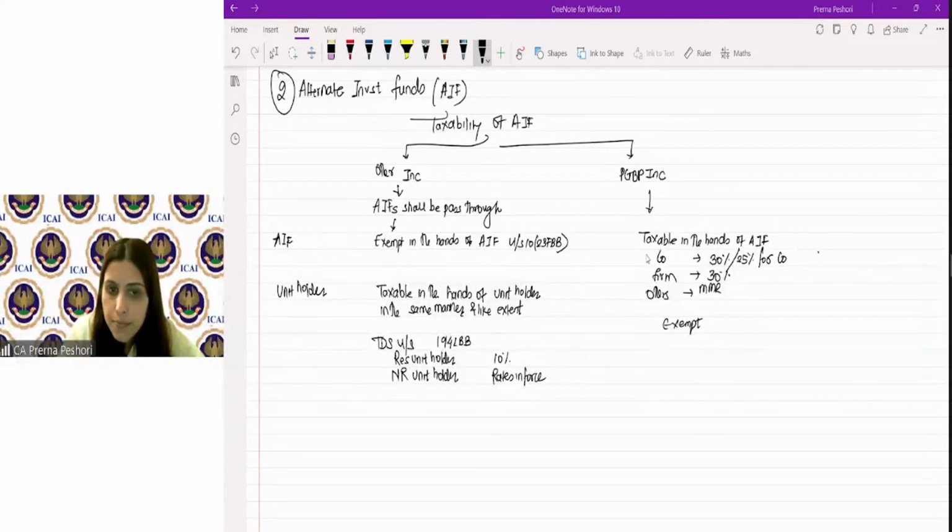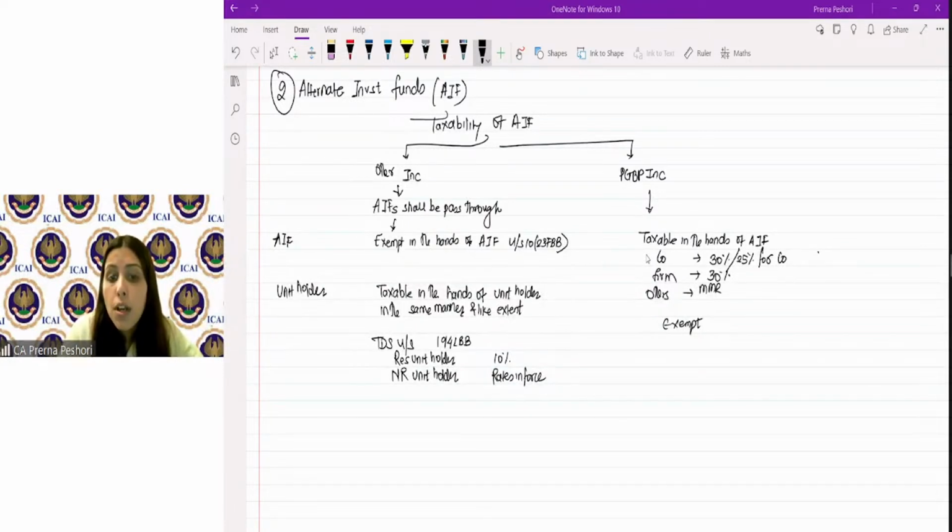Are we clear? So in case the income is under PGBP, it is taxable in the hands of the AIF and exempt in the hands of unit holder. In case it is other than PGBP, then it will be exempt in the hands of AIF. It will be taxable in the hands of the unit holder in the like manner and to the same extent. And the TDS will be 10% in case of resident, in case of non-resident at rates in force.